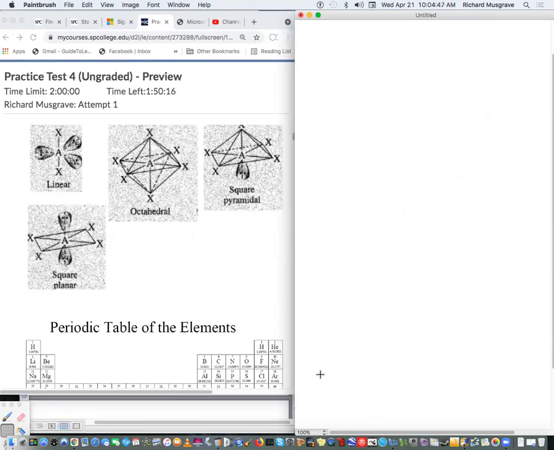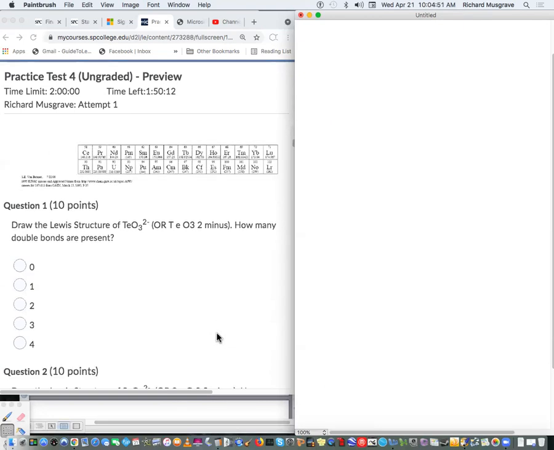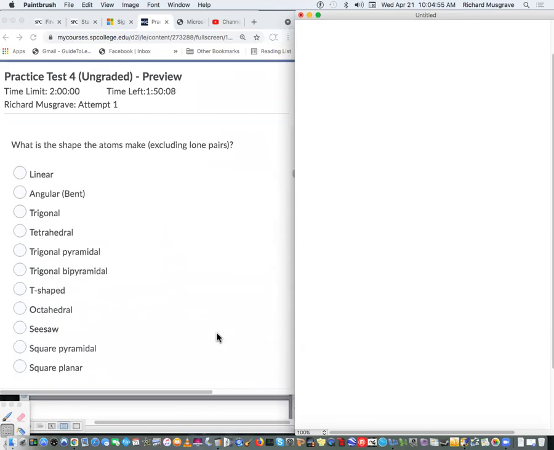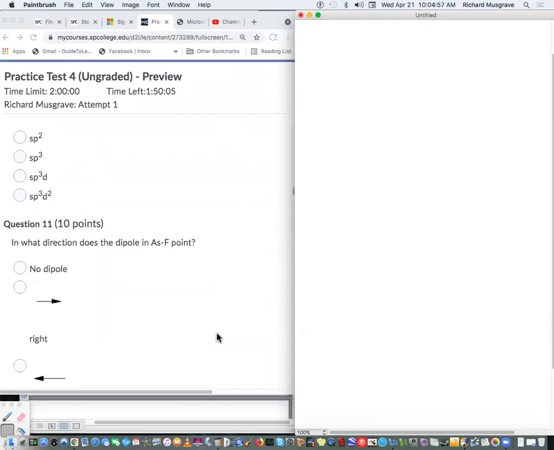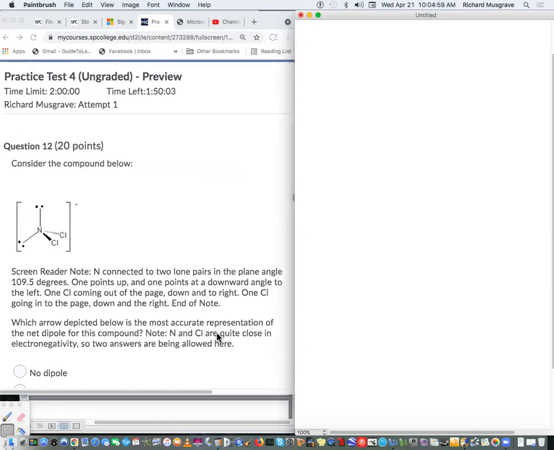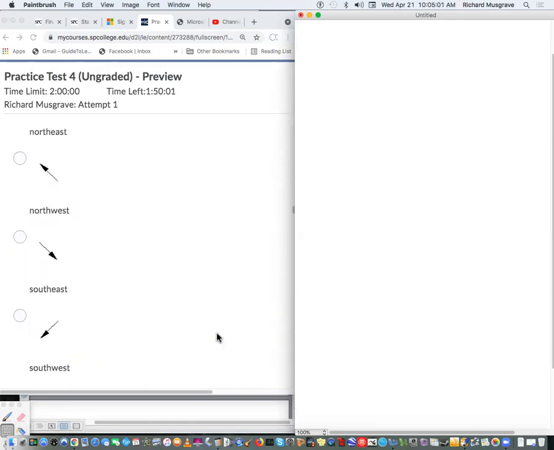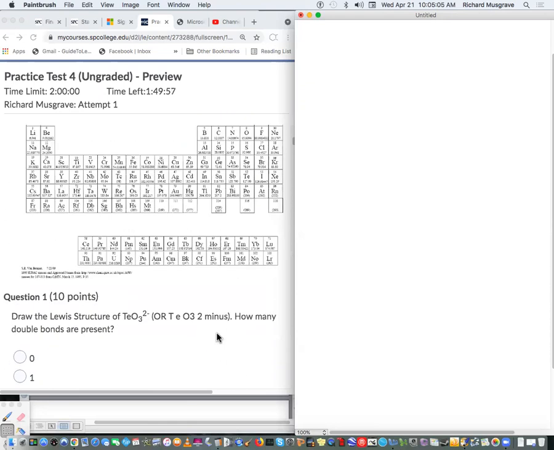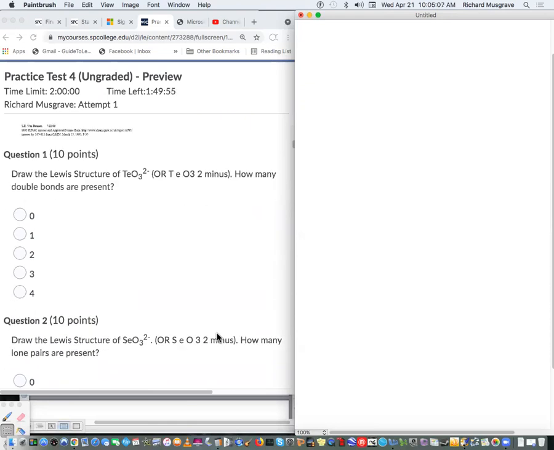Can we do VSEPR? Oh, well, that means all of them, really. That means all the first problems, 1 through 12. Oh, well, I don't need hybridization or dipole. Which one do you want? Just be specific, and we'll do that. Like determining what the shape is. Okay, all right. Thank you.